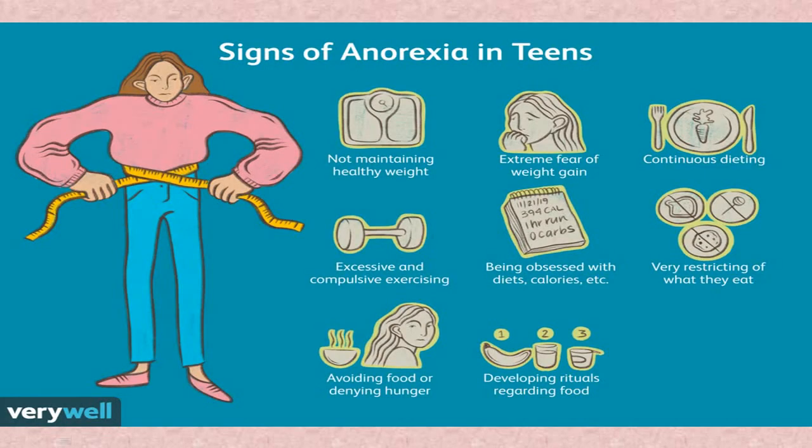These are the signs of anorexia. They cannot maintain a healthy weight and have an extreme fear of weight gain, continuously dieting and exercising to reduce weight. They are very obsessed with diet and caloric intake, have restrictions on many types of food, avoid food and deny hunger, and develop rituals regarding the food, what they have to eat and what they do not have to eat.